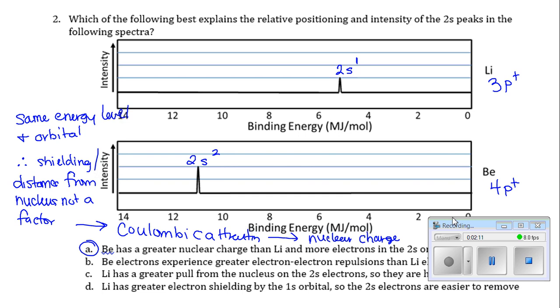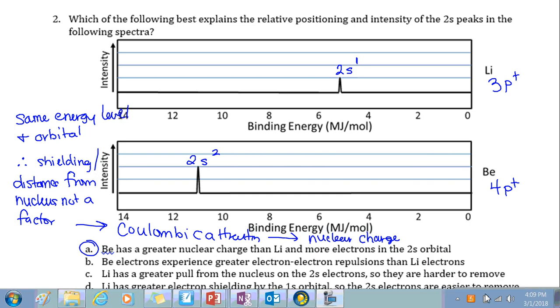All right, next question. Which of the following best explains the relative positioning and intensity of the 2s peaks in the following spectra? So you have lithium with 3 protons, and then you have beryllium with 4 protons. So you're looking at just the 2s peaks. So lithium would be 2s1, beryllium is going to be 2s2.